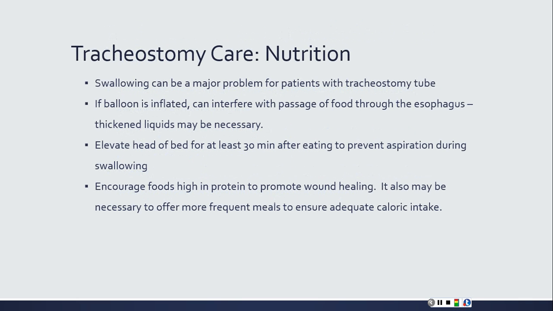All right. Next, we've got nutrition. Again, we talked about this a little bit, but swallowing can be a major problem for patients with a trach tube. If the balloon is inflated, it can interfere with the passage of food through the esophagus. Thickened liquids may be necessary. Before they go home, you want to assess the likelihood of them to aspirate, assess their ability to swallow and also maintain secretions. But particularly related to nutrition, make sure that they can swallow. Okay, if they're coughing or gagging or having trouble, you may have to thicken those liquids a little bit. Usually, these patients will go for a modified barium swallow to evaluate how effectively they swallow.